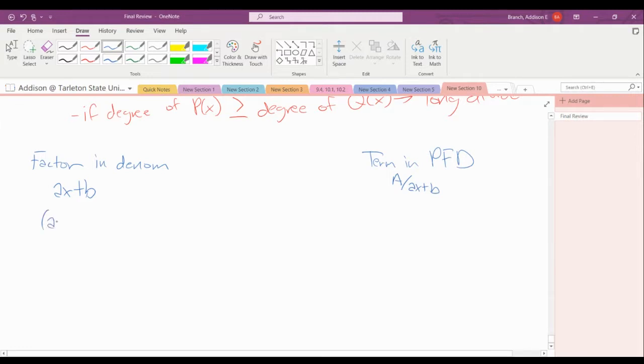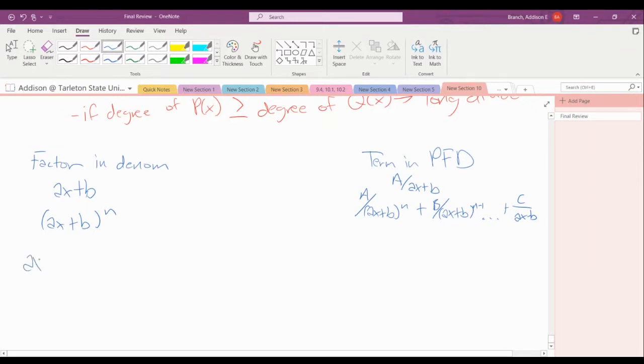If you have a linear raised to a power, then you're going to repeat that as long as you need to. So you're going to do A over (ax plus b) to the n, plus B over (ax plus b) to the n minus 1. You keep going and adding those, subtracting 1 each time, until you get back down to ax plus b.